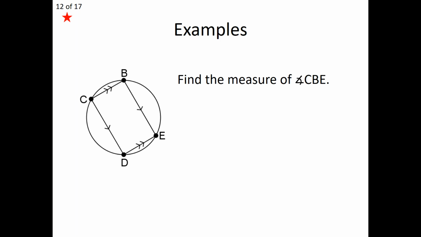Well, we know if it's an inscribed parallelogram, then by our inscribed parallelogram theorem, it must be a rectangle, which means we can immediately claim the measure of angle CBE, because all four angles in a rectangle must be right angles. So the measure of angle CBE is 90 degrees. And there we have it, using our inscribed parallelogram theorem to help us find a missing angle measure.